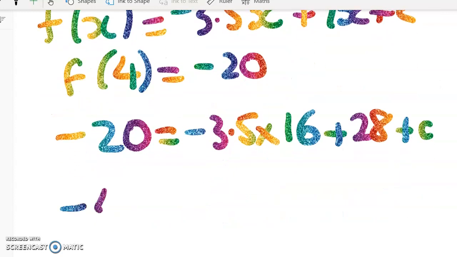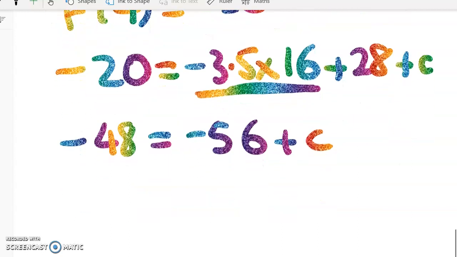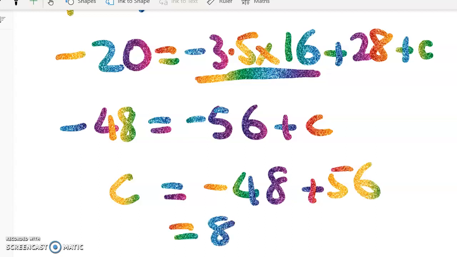That gives me negative 48 is equal to, now what's this? 3.5 lots of 16. What does that give me? Let's think, 56. So negative 56 plus c, giving me c is equal to negative 48 plus 56, which is 8, right? You don't need to write all that line out. I'm just doing that in case you want to see all of the working.